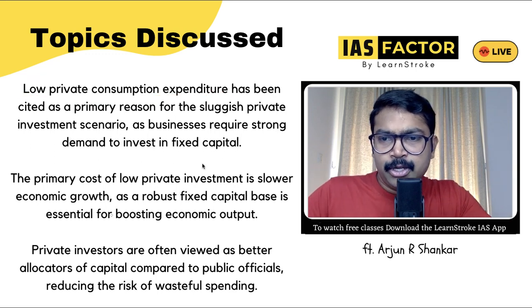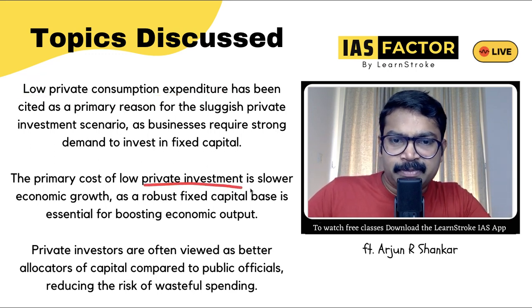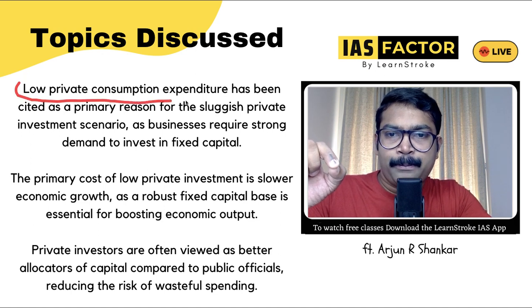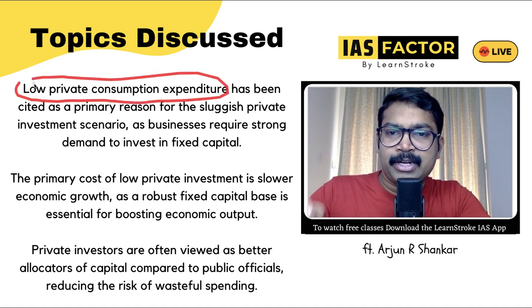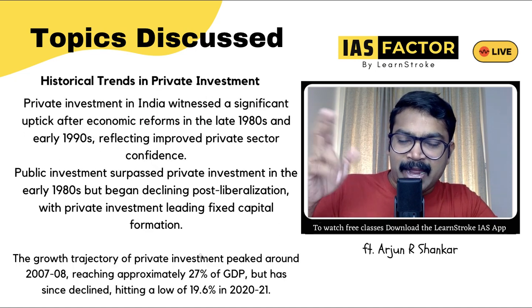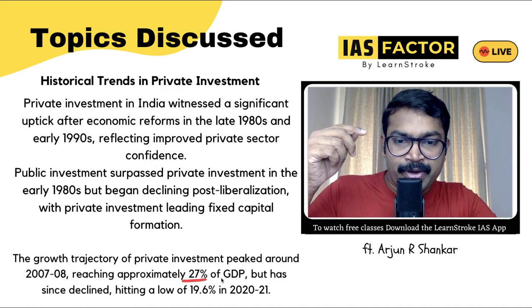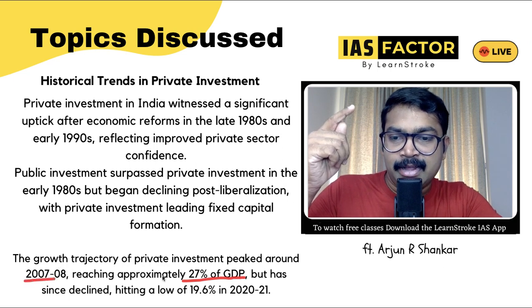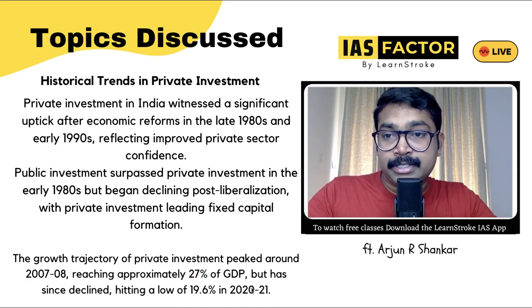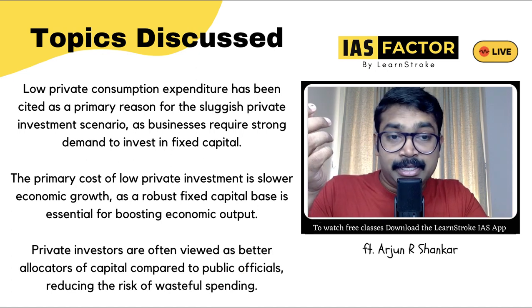The primary cost of low private investment is lower economic growth, because private investors are often viewed as better allocators of capital. So let's understand what low private consumption expenditure means. One thing we understood: private investment was 27% of GDP in 2007-8, but it decreased to 19.6% in 2021. The reason, as the government says, is low private consumption expenditure.